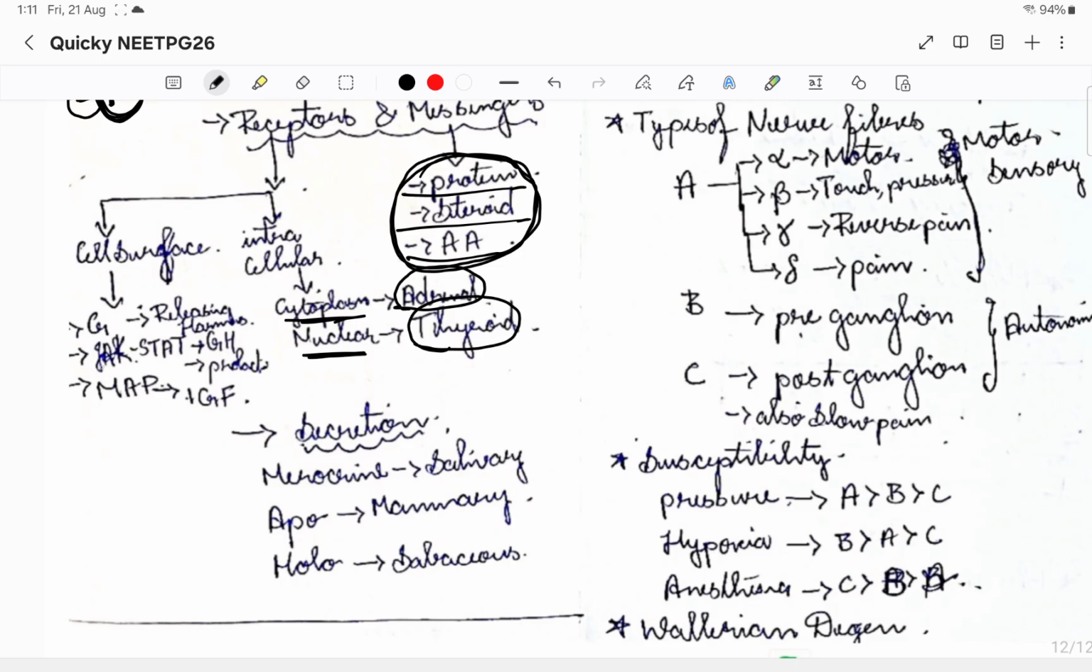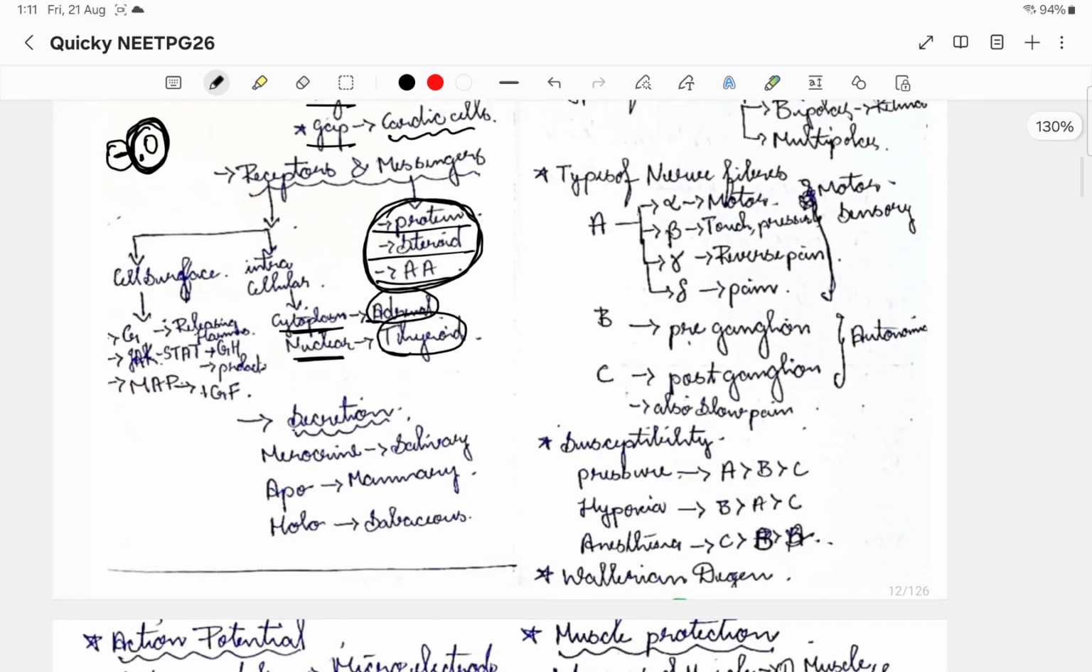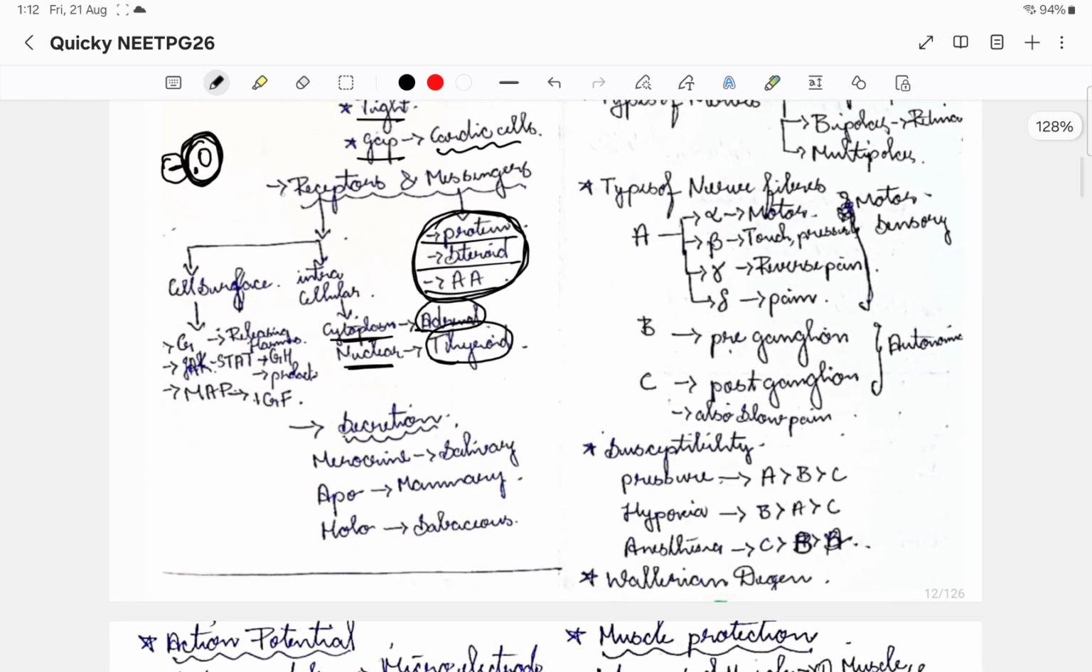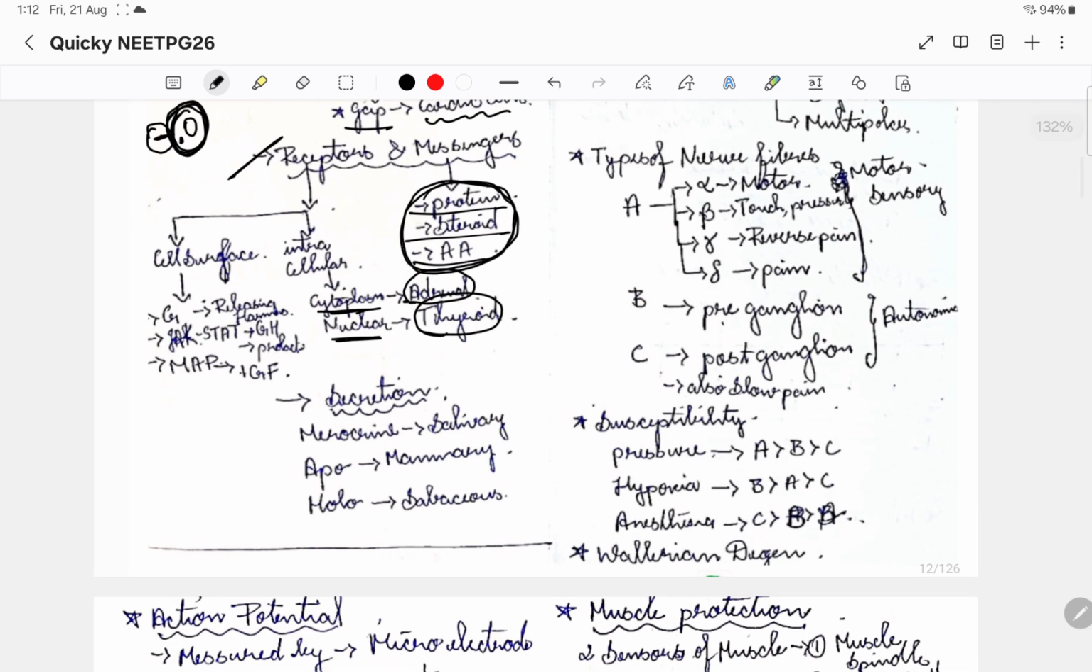Then JAK-STAT is for growth hormone and prolactin. The JAK-STAT receptor on the cell surface is where growth hormone and prolactin will go and act. MAP is for insulin-like growth factor. Whatever growth factor-like hormone is there will go and act on the MAP receptors. That's it. This is very, very important. Please note this table in your sticky note.